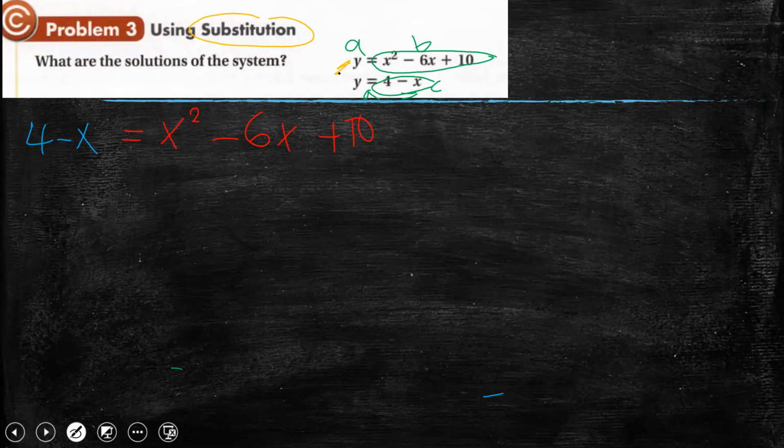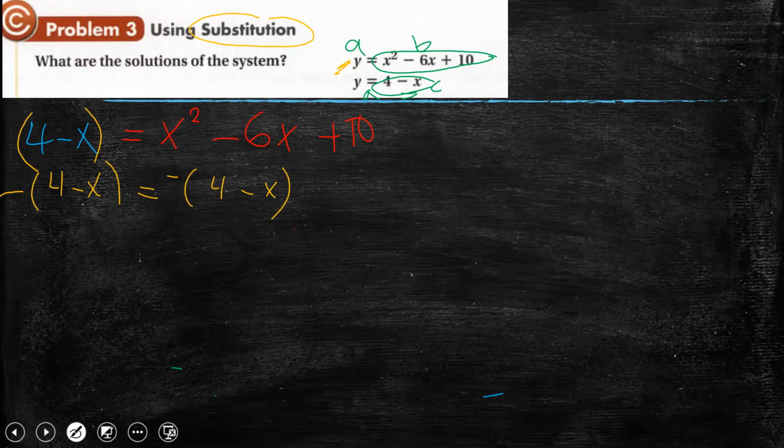After that, I want to write them in the standard form, so I need to subtract. I have to bring them here. I need to move this 4 minus x to the other side to make them one equation. Okay?